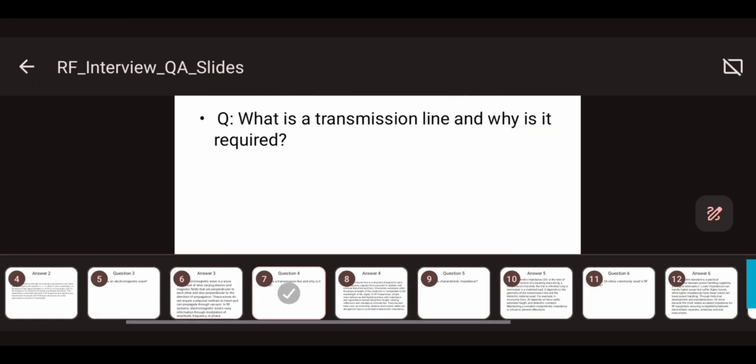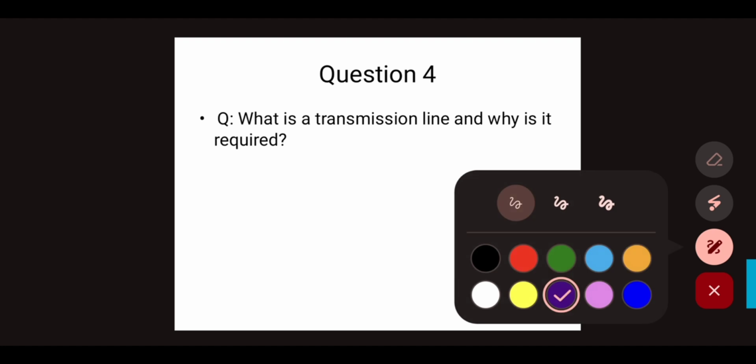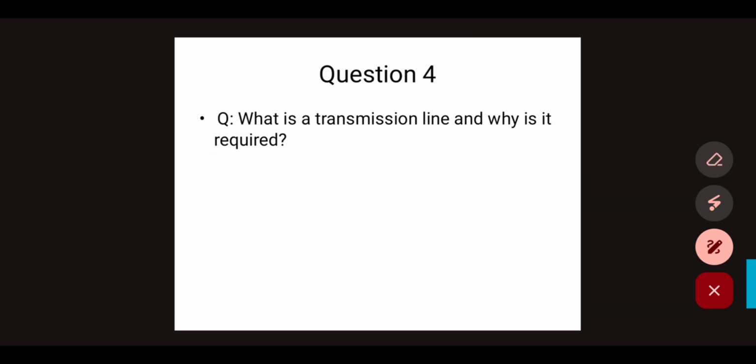Now, this is important. So, what is a transmission line and why is it required? Suppose there is a conductor, two plates separated by some space, and maybe they have some dielectric material. For example, we have a two-sided copper plate, so that is also a transmission line. Then we have waveguides. Those are called transmission lines.